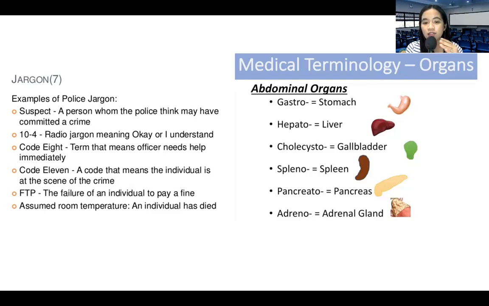Same thing goes with these medical organs. We have gastro, hepato, spleno, pancreato, and adreno. If you use these terms to talk to your patient, then he or she would not get it. So how can we solve this barrier? When you are talking to a common person outside of your circle, outside of your profession, you can just use common words that he or she would easily understand, so understanding can take place.